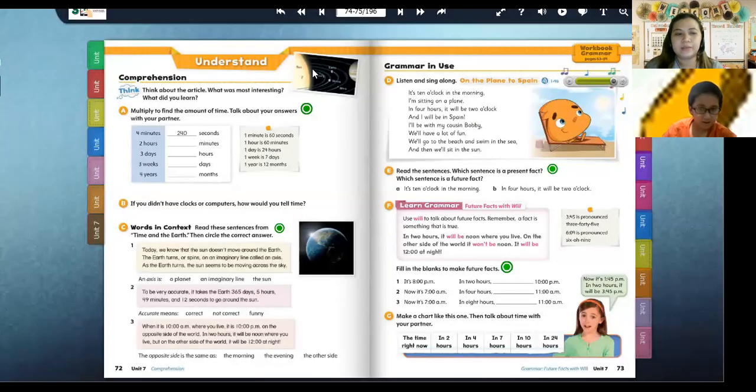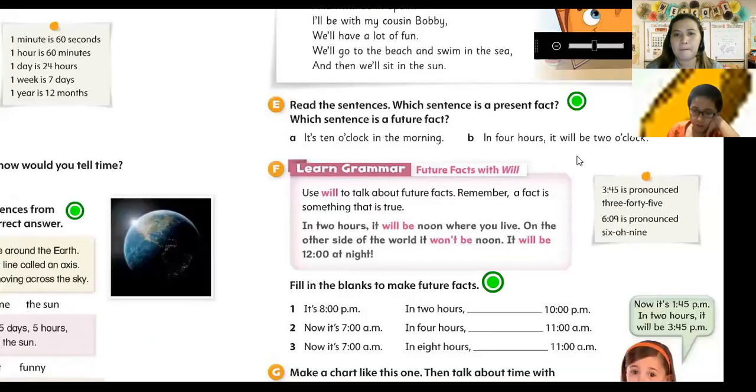So now we will learn the grammar future facts with will. Okay, can you please read this one? It will to talk about facts. Remember, a fact is something that is true. In 2 hours, it will be noon where you live. On the other side of the world, it won't be noon. It will be 12 at night.